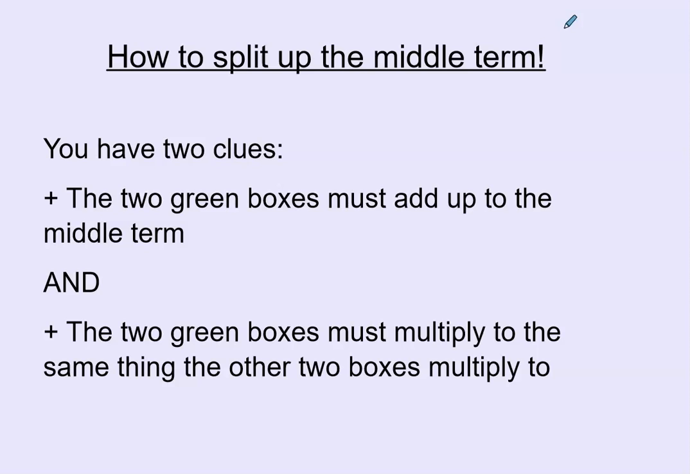So how do we split up that middle term? I want you to make sure that you have this written down. This is really, really important. Those two green boxes will always add up to the middle term. They're going to add to the middle term. And they're going to multiply to the same thing the other two boxes multiply to. So write that down, and we're going to do an example.